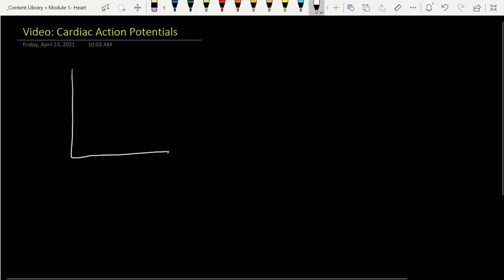So maybe the first thing we need to do is just quickly review what a typical action potential looks like, and by typical I mean a standard neuron or even skeletal muscle when we're talking about the neuromuscular junction. What does that action potential look like? If we were to graph it out, there's a couple of things that we can remember, just as quick review. We start at resting membrane potential.